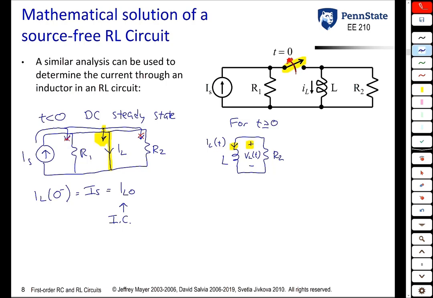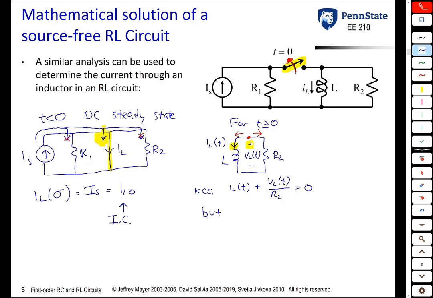Let's analyze this circuit. Let's do KCL at this node up there. Basically, this current plus that current has to equal 0. So from KCL, the current to the left is IL of t. The current to the right is the current through the resistor. From Ohm's law, the current through the resistor is the voltage across the resistor over R2. And since the resistor is in parallel with the inductor, VR is VL. So the sum of those two currents equals 0.